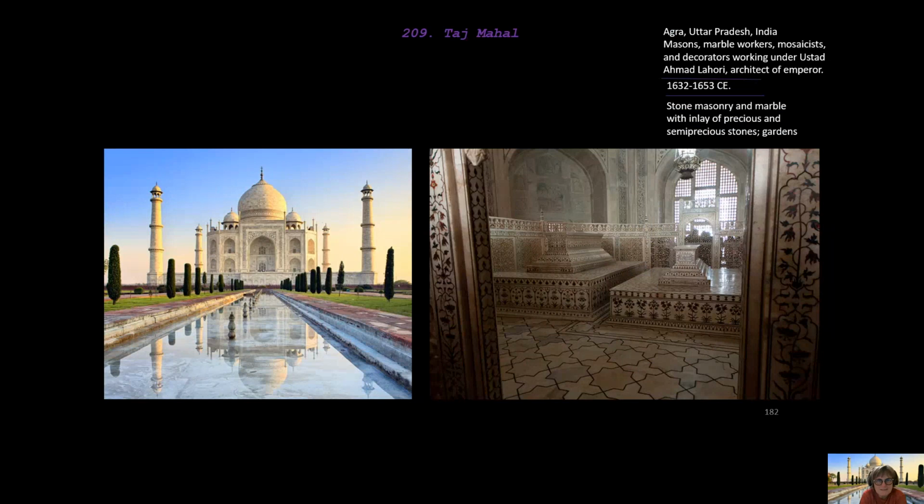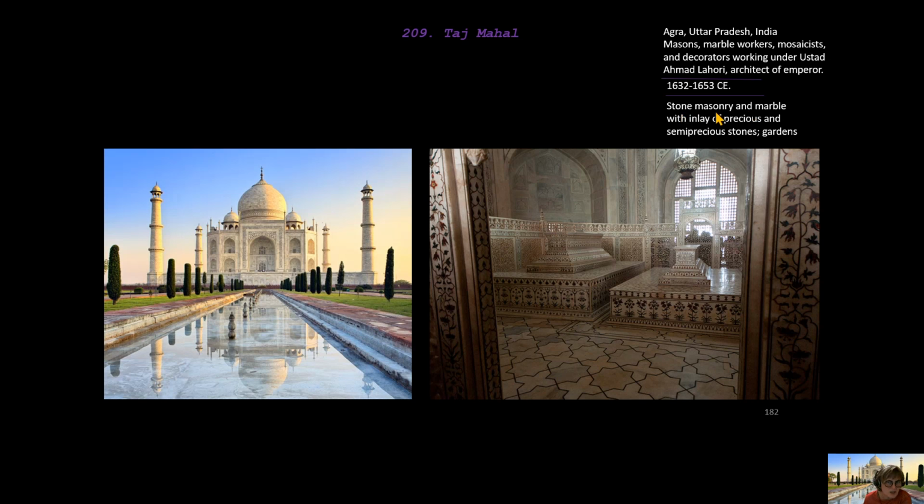Okay, this is the famous Taj Mahal, piece 209. It has two images. Got a very long identifier. I would say to know that it's in Agra in India and that the architect is Lahori. It was made in 1632 to 1653. 20,000 people worked on it for those 17 years.